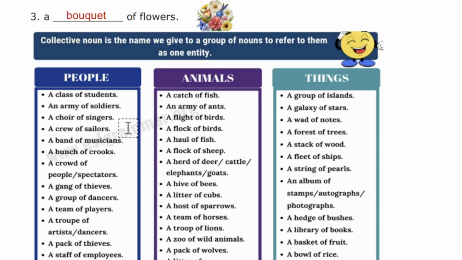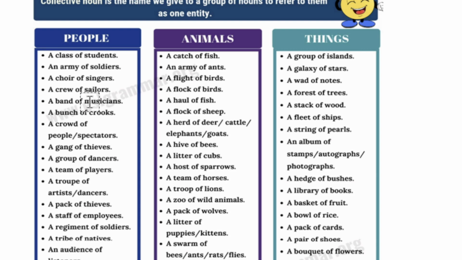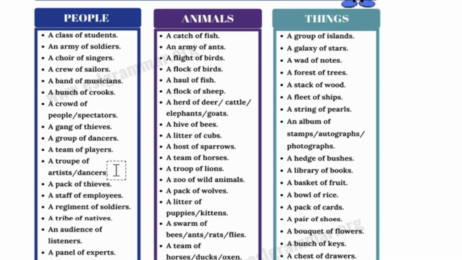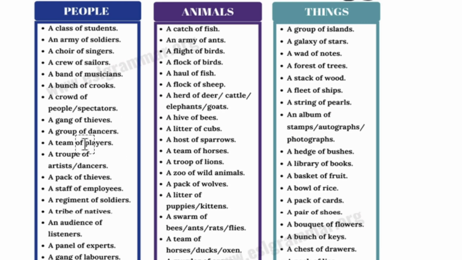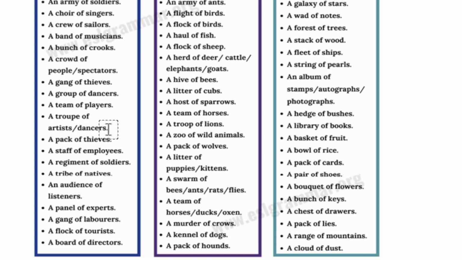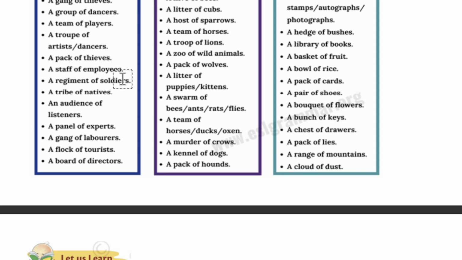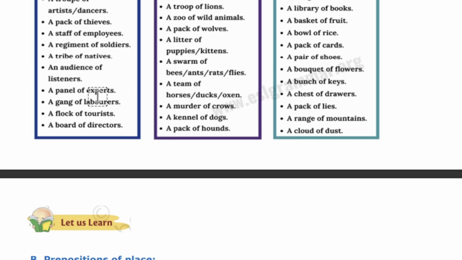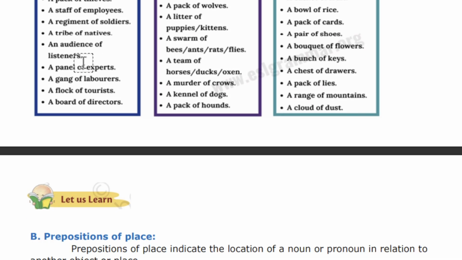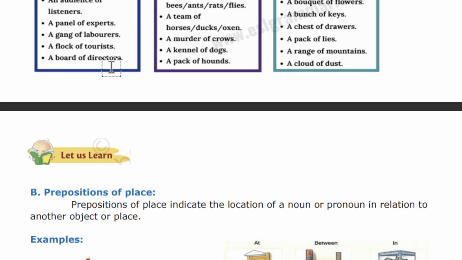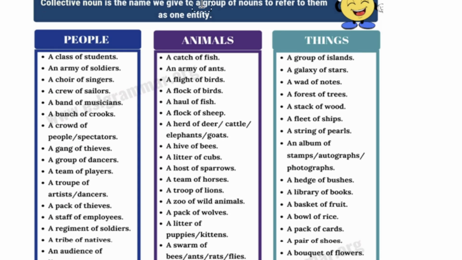unit. Okay, so when you see people, here we have a list of people. A class of students, an army of soldiers, a corps of singers, a crew of sailors, a band of musicians, a bunch of crooks, a crowd of people, a gang of thieves, a group of dancers, a team of players, a troop of artists, a pack of thieves, a staff of employees, a regiment of soldiers, a tribe of natives, an audience of listeners, a panel of experts, a gang of laborers, a flock of tourists, a board of directors.